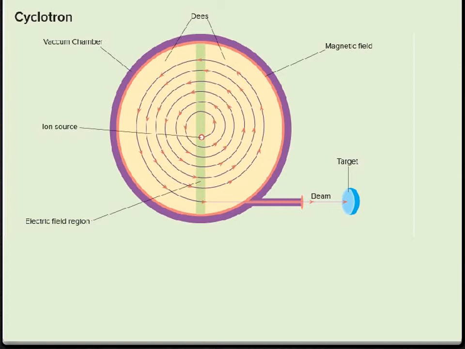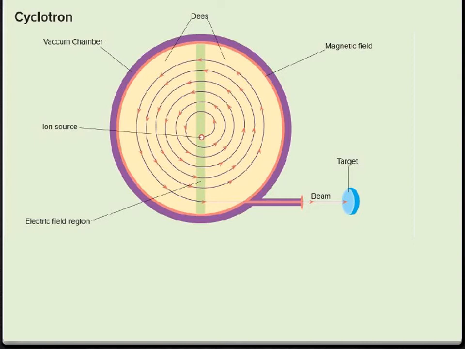See the diagram. The schematic diagram represents that the particles are allowed to move in between two semicircular metal containers, that is called the Ds. That is a D-shaped object. If you look closely, you will see the D shape. In the center there is a big green line. On this side a D, on that side a D. That is the D-shaped object. These are enclosed in an evacuated chamber.